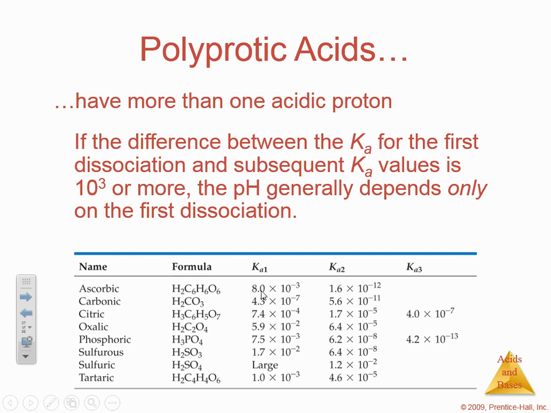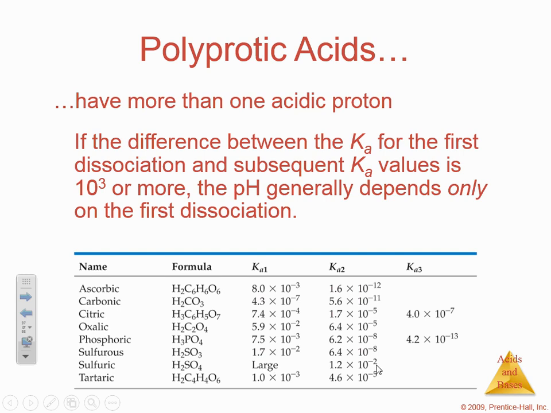So if it gives it up, our Ka value for the first H is 8.0 times 10 to the negative 3. Our Ka2 value is when it gives up its second H. If we take an acid like phosphoric acid, H3PO4, it can lose 3 hydrogens, and it's going to lose them one at a time. When it loses them one at a time, we're going to have 3 different Ka values, Ka1, Ka2, and Ka3. Same thing for sulfuric, H2SO4. We have Ka1 and Ka2.